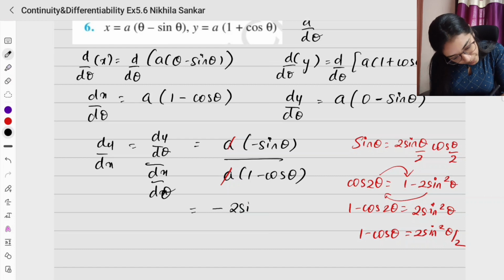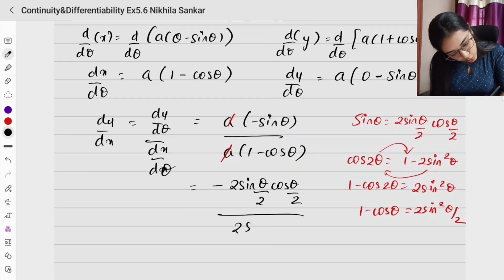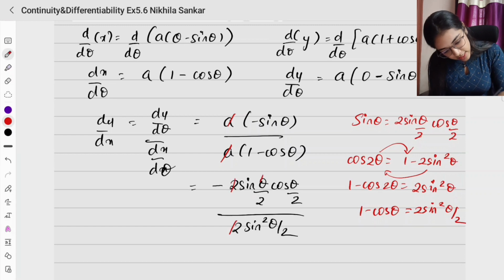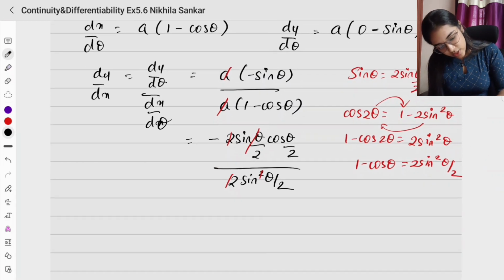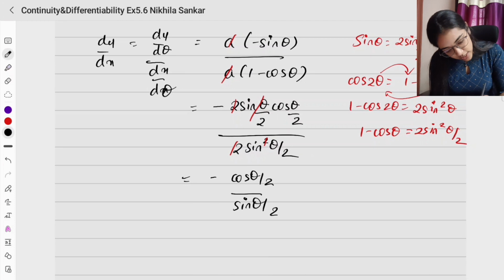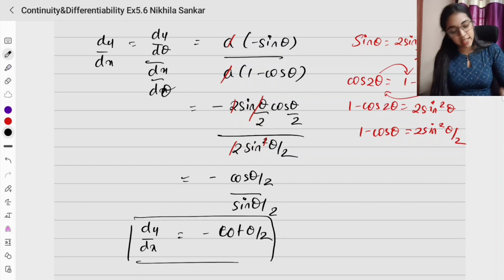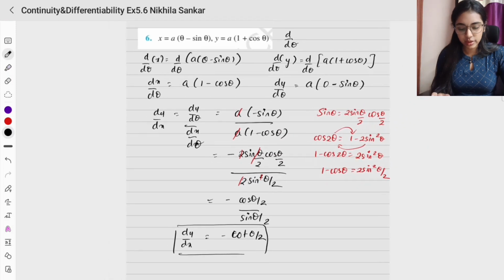Minus sin theta is 2 sin theta by 2 cos theta by 2, the whole divided by 1 minus cos theta, which is 2 sin square theta by 2. So the 2 and the 2 get cancelled, and one of the sin theta by 2 will get cancelled. So I'll be left with minus cos theta by 2 divided by sin theta by 2. So this is dy by dx, which is minus cos by sin, which is minus cot theta by 2. In the previous question your final answer was tan theta by 2; in this one it is cot theta by 2. Okay, please copy.